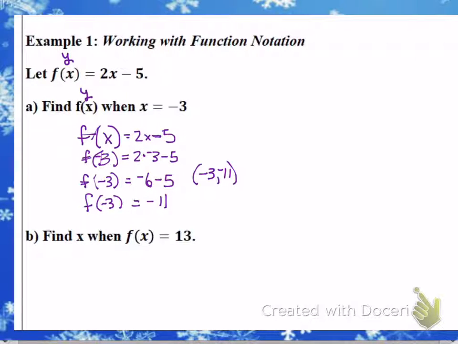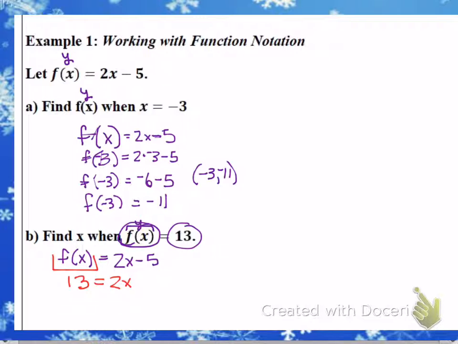Now we can be given this function notation, and we are given f of x. Again, f of x is just like looking at the output, or y. So we use the function f of x is equal to 2x minus 5. But when it tells us that f of x is equal to 13, then we plug in the 13 for f of x. So it's just like plugging it in for y. And then we would solve for x.